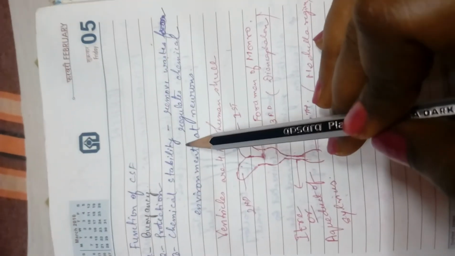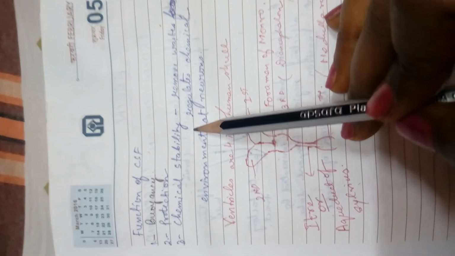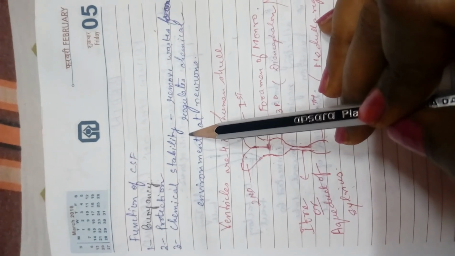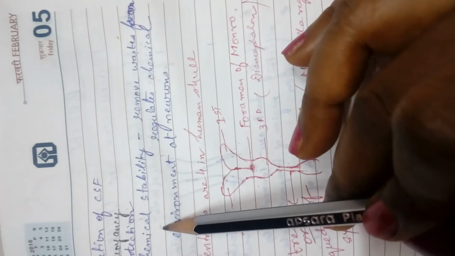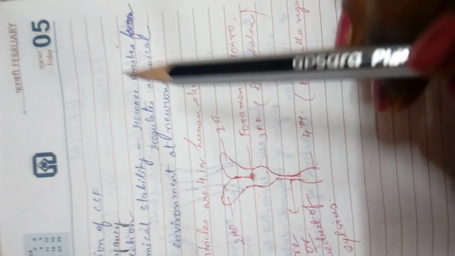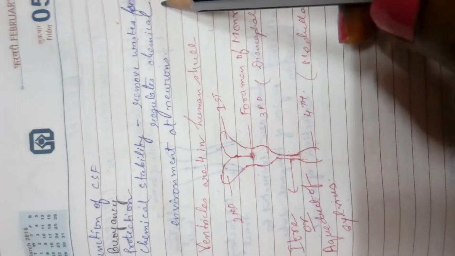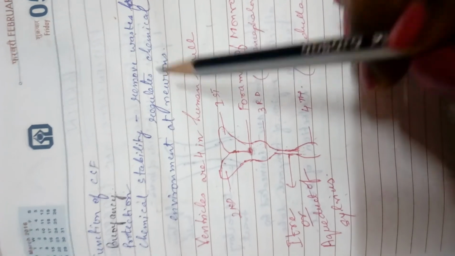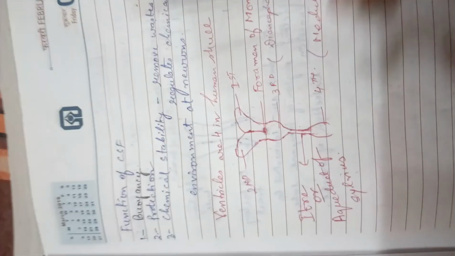How? Just now I told you that cerebrospinal fluid absorbs nutrition from the blood and transfers it to the different parts of the brain and the spinal cord. So it maintains the chemical stability and removes waste. Not only does it absorb nutrition, but it carries waste away from the brain and transfers it to the blood, and the blood purifies it and again transfers it to the brain. So it regulates the chemical environment of the neurons. These three are the basic functions: buoyancy, protection, and chemical stability. Thank you, class.